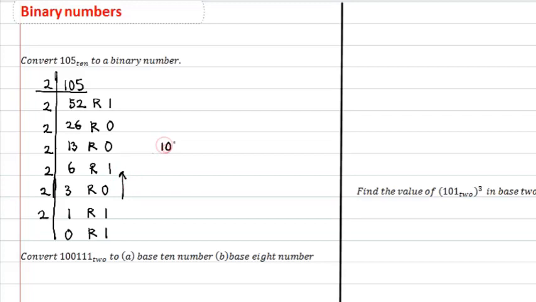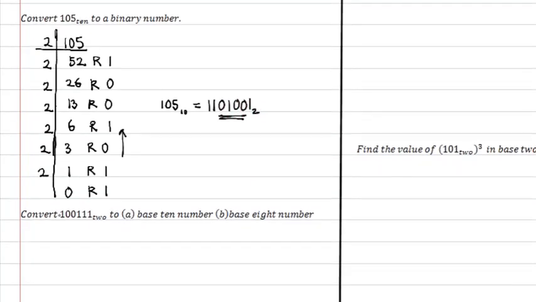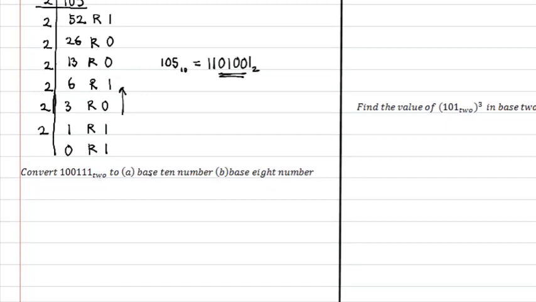So therefore our final answer would be 1101001 base 2. So we've converted from base 10 to base 2. Now convert from base 2 to base 10. So to convert from base 2 to base 10, I'm going to take that as this A, 100110 base 2, which is equal to this, with positions 0, 1, 2, 3, 4, 5.